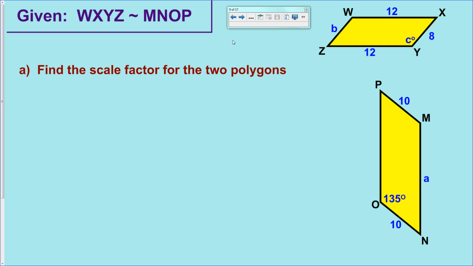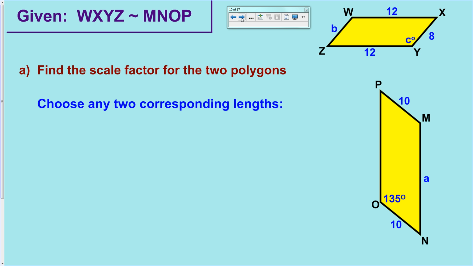So remember, a scale factor relates one pair, we only need one pair of corresponding lengths. And if you look at these drawings, there is actually only one pair of corresponding lengths that we know everything about. Why don't you pause the video and see if you can identify which corresponding lengths are the only ones given.